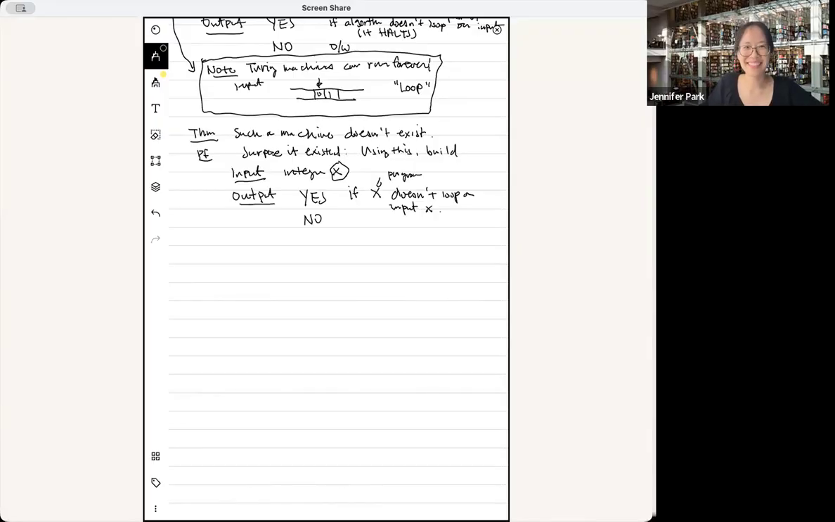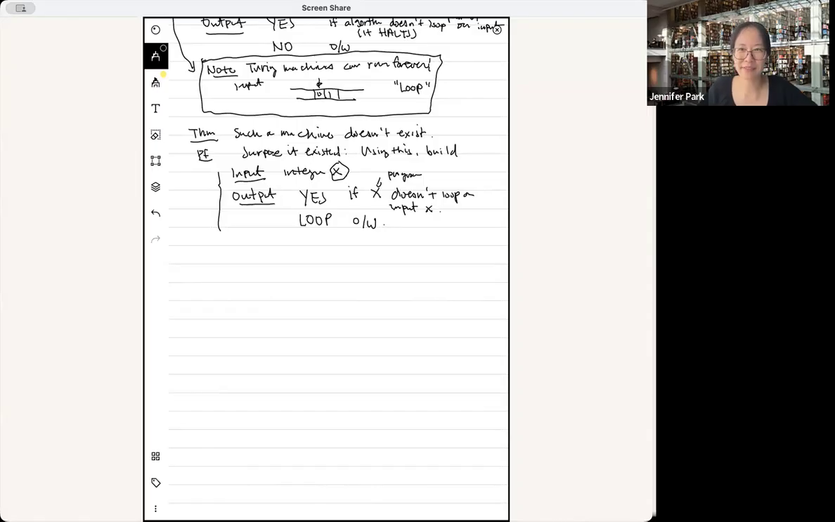Does that make sense? This is a bit of a mind twister maybe. But anyway, that's what it is. And then no otherwise. So if x viewed as a program loops on the input x, then it's going to output no. Sorry, it's not going to output no. It's just going to loop. I'm just going to make a bad program so that my computer is going to loop. So this is the new program that I want to build.